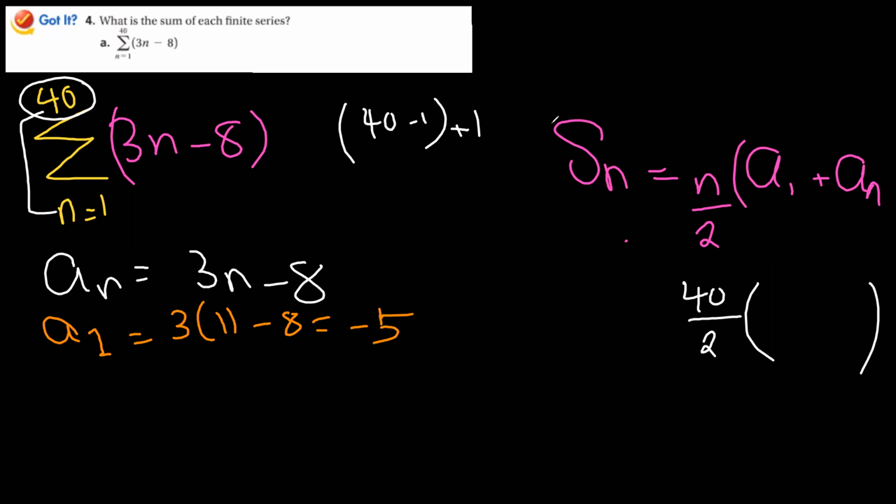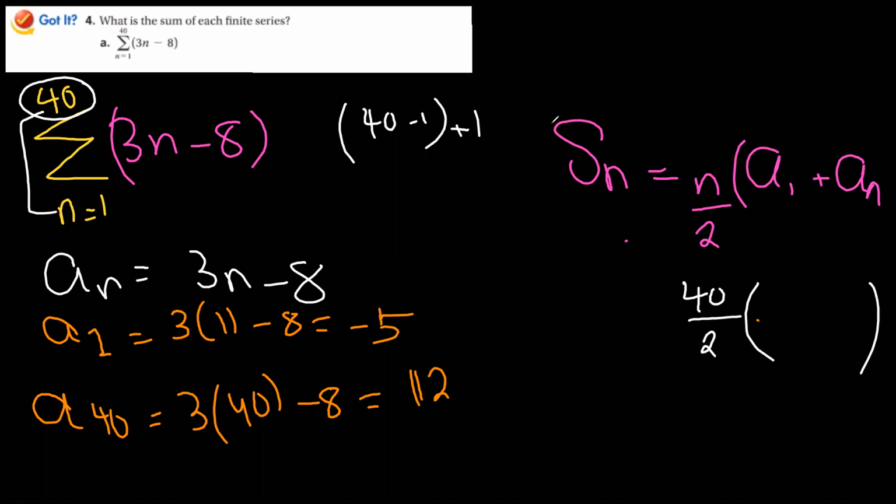Peter? Yes? n equal 1, is it the number of the term or the first term? Yes, the number of the term. And here, n is 40. It is 3 times 40 minus 8. Now 3 times 40 is 120, minus 8 is 112. So my first term is negative 5 and my last term is 112. Then I will add negative 5 plus 112, which is 107, times 40 over 2.